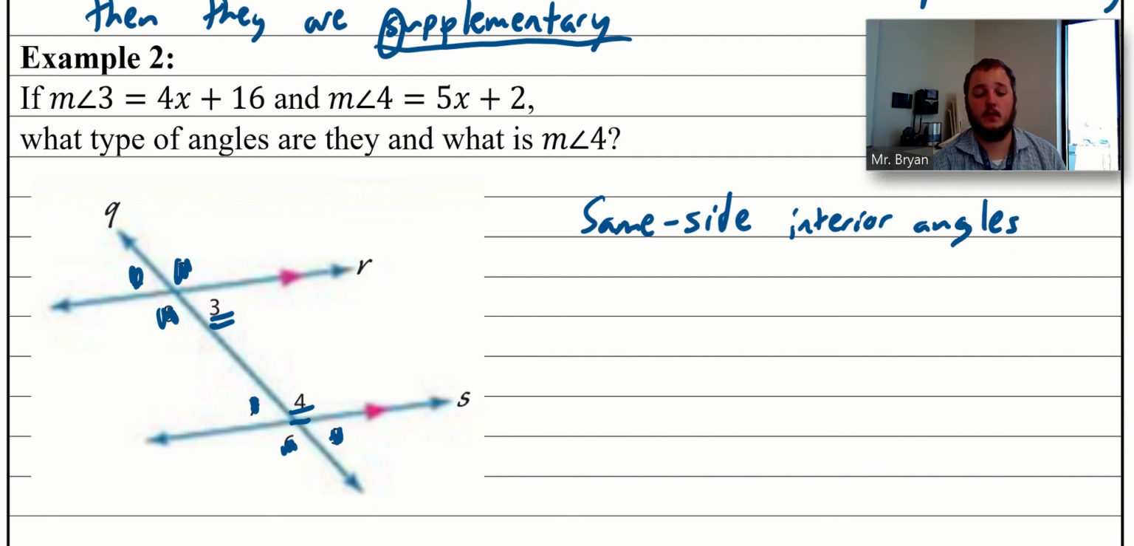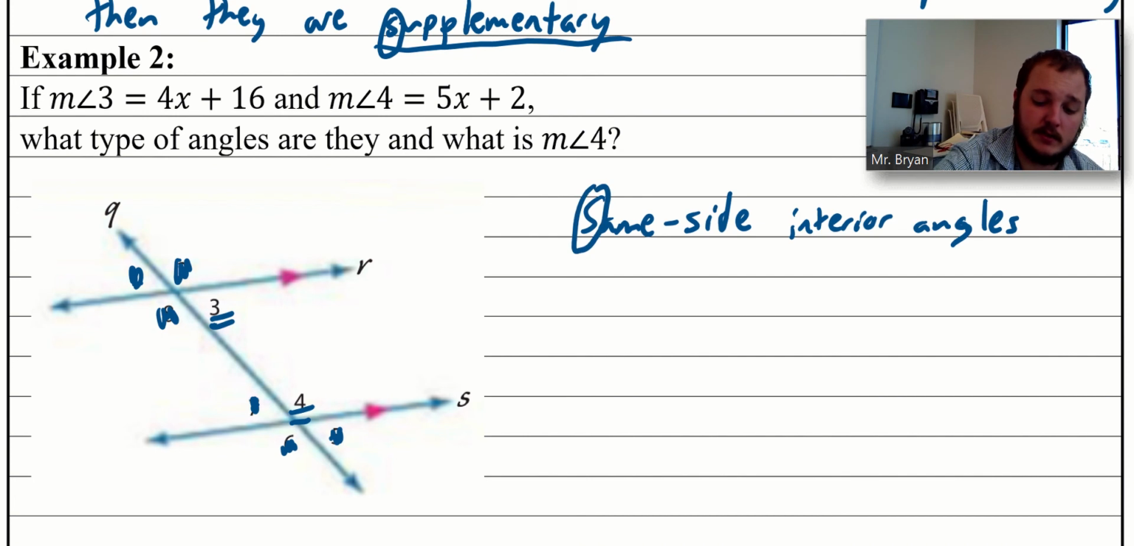And the second one is, what is the measure of angle 4? Or in other words, how would I set up an equation to solve for x and solve for the measure of angle 4? Well, notice we see this same side designation, or this name, so that tells me that these two angles are going to be supplementary. Also starts with an S. So what does that mean if they're supplementary? That means they add up to 180. So I'm going to do exactly that. I'm going to say 4x plus 16 plus 5x plus 2 equals 180.